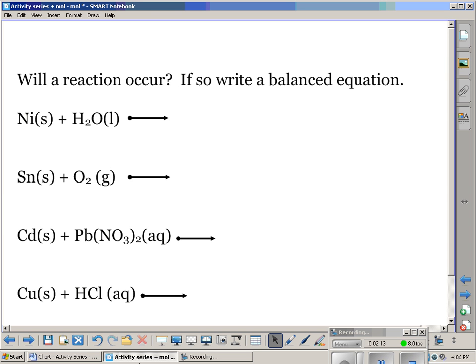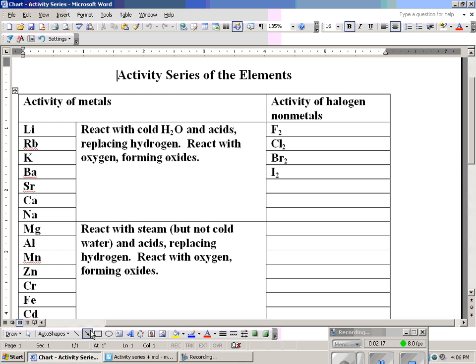So let's look at an activity series chart before we look at these reactions. Here we have an activity series chart, not a complete one, but good enough for our purposes. And over on the left we have activity of certain metals, and here you have different elements listed. And on the right you'll see a few of them as well. These are halogen nonmetals. Now these are grouped together in sections. You'll see a line across here.